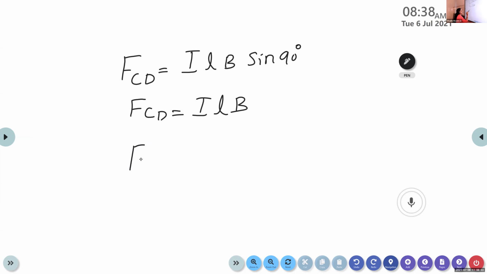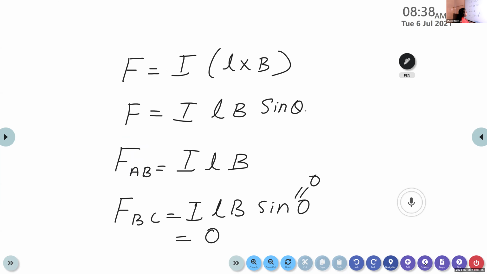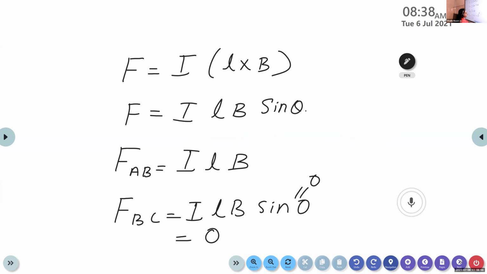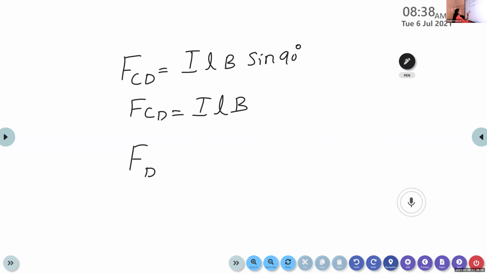Now we have one more side, that is FDA. Here also the length of the conductor and the magnetic field are along the same line, or as you say, here DA is anti-parallel to the direction of the magnetic field. So the angle between them is 180 degrees. So FDA is equal to ILB sine 180. Sine 180 is equal to 0. So we have FDA is equal to 0.